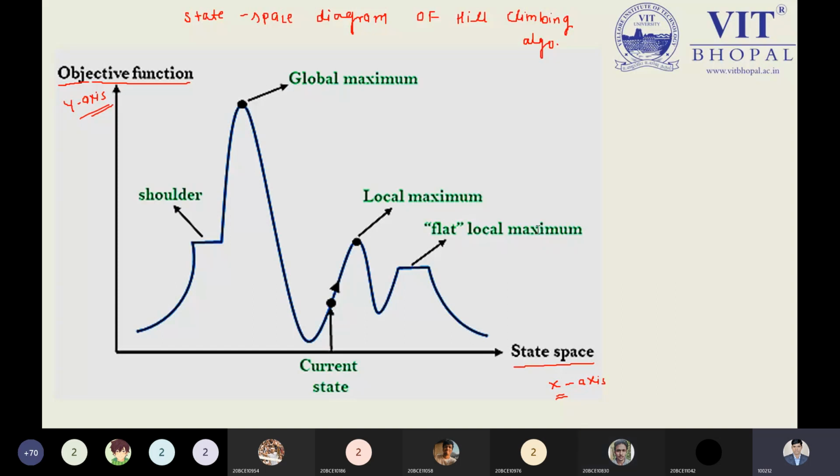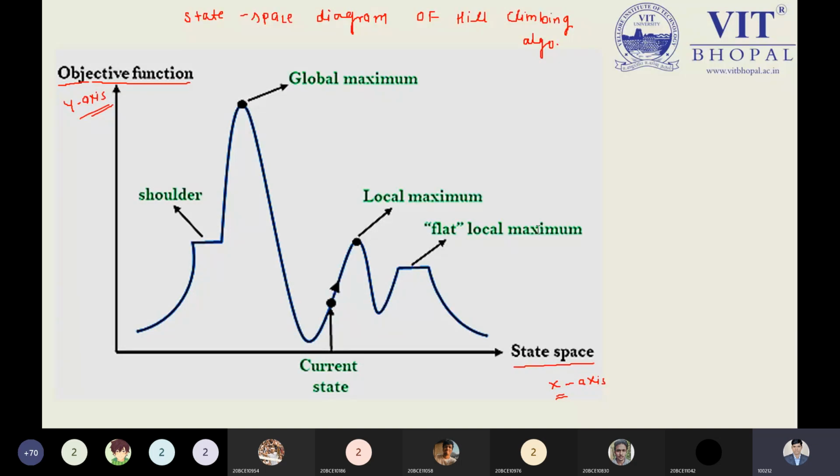Because on a hill there could be many points. There's no guarantee that each and every hill in this world has the same form. There are many kinds of hills we can have, and there could be many points supported by a hill. So from these general terms we can represent all the terms here: global maximum, local maximum, flat, shoulder, state space, current state, everything. So first I'm asking you what is meant by the local maximum.